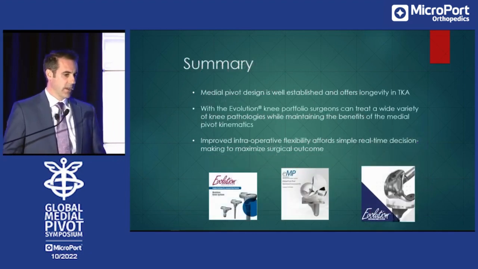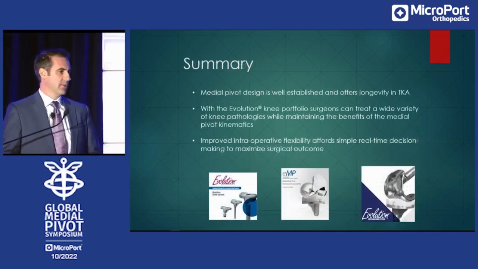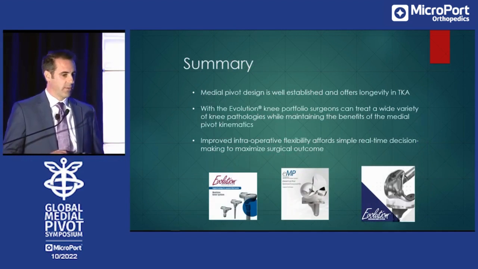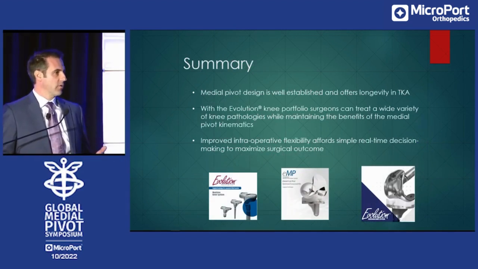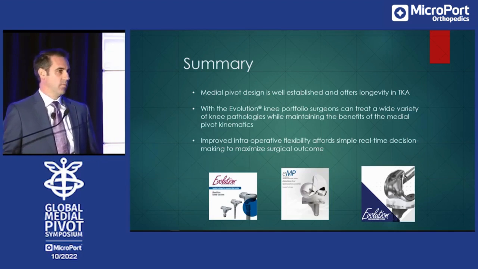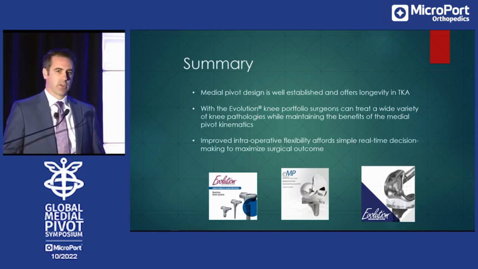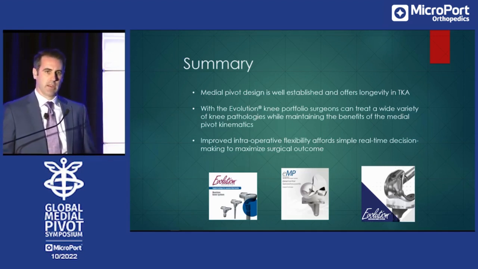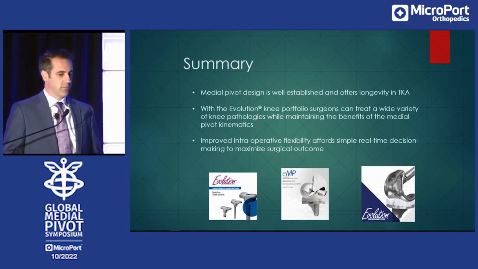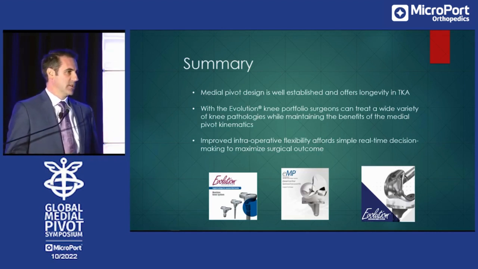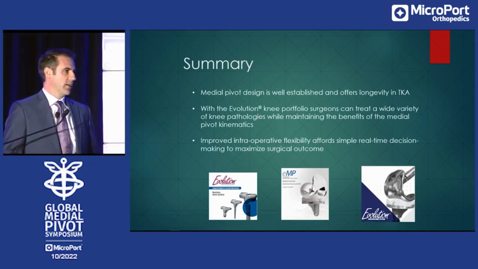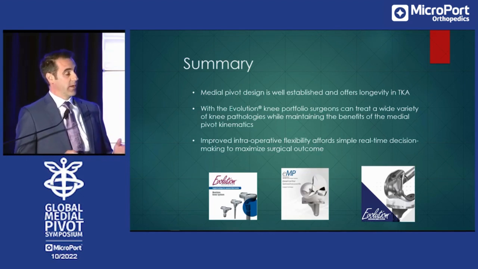So just in summary, I think Medial-Pivot design is well established. I think we know it offers good longevity in primary total knee. I think with the Evolution knee portfolio, we can treat a wide variety of conditions, all while maintaining the kinematics that we desire. And then as we get better with our intraoperative flexibility and knowing some of the different ways to use these revision implants, I think we're going to have better real-time decision making and hopefully a wider variety of treatments, or excuse me, pathologies that we can treat.